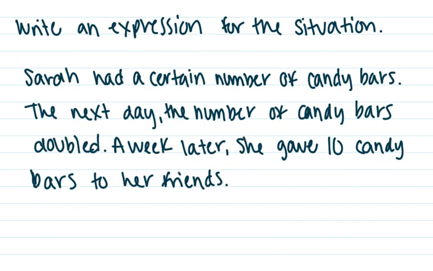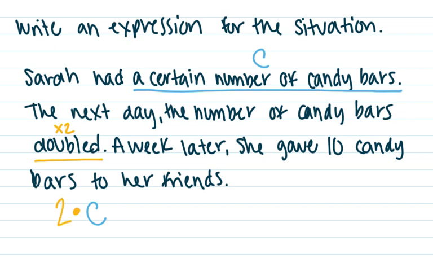Let's take a look at a word problem real quick. It says write an expression for the situation. It says Sarah had a certain number of candy bars. Do they tell us how many candy bars Sarah has? No. They do not tell us how many candy bars Sarah has. A certain number of candy bars. This is my unknown value. This is going to be my variable. I am going to use C for candy bars. The next day, the number of candy bars doubled. Doubled means multiplied times 2. So right now, I have my candy bars, C, and what has happened to them so far is we have multiplied them times 2.